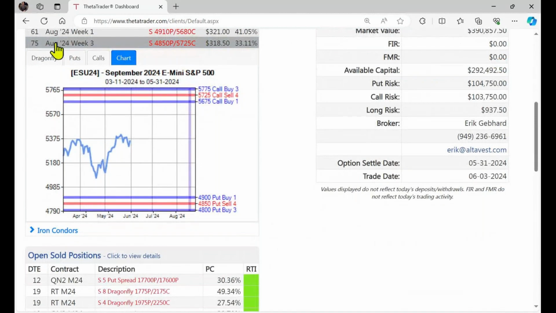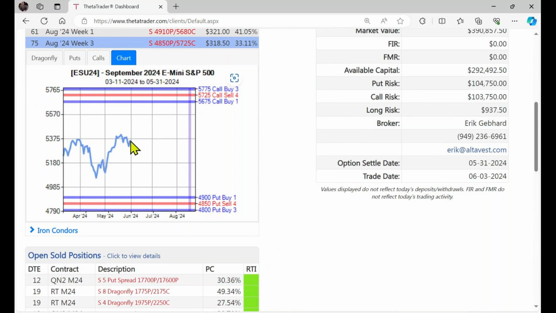This is the August week 3 expiration. It has 75 days till expiration. And we've drilled down on that, and here's what it looks like. You're selling these 4 out of the money calls and buying 3 further out of the money calls and 1 closer to the money call. And then you sell 4 out of the money puts and you buy 3 further out of the money puts and buy 1 closer to the money put. And of course, here's the current market price here.